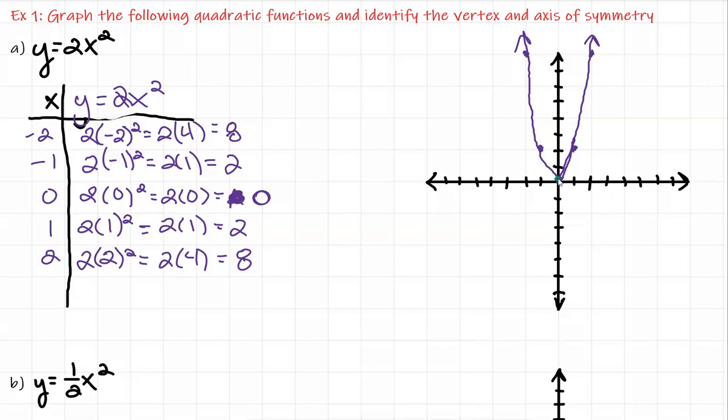So here's our vertex, 0, 0. And then our axis of symmetry cutting through the vertex. I'm going to be lazy and abbreviate it AOS. Okay. Let's go ahead and do 2 more examples, and then there should be one, or a few, for you to try.